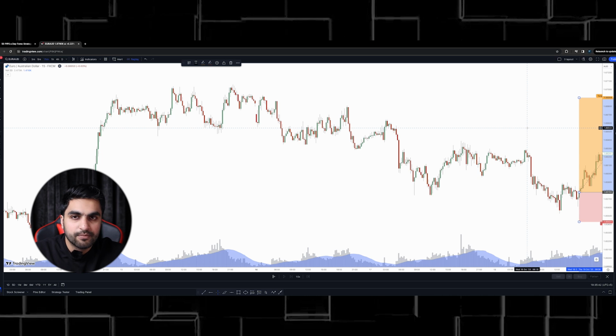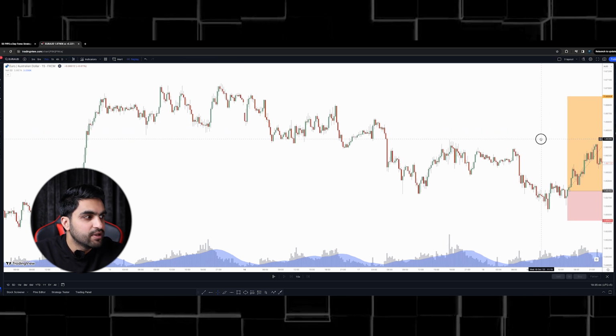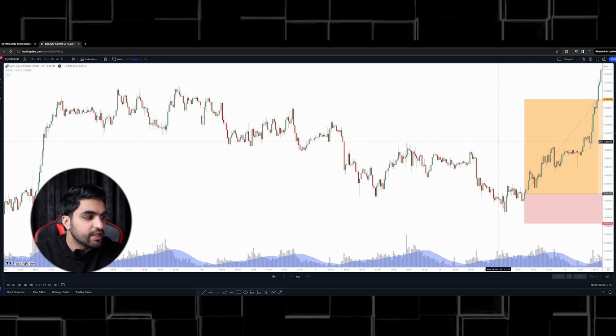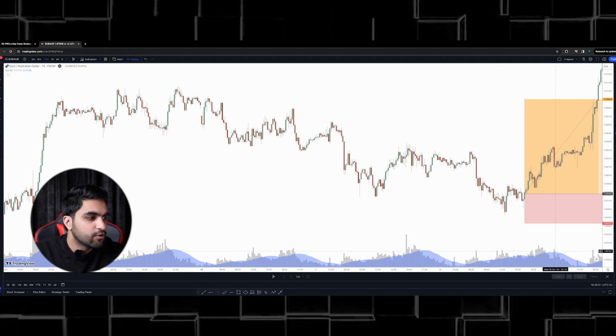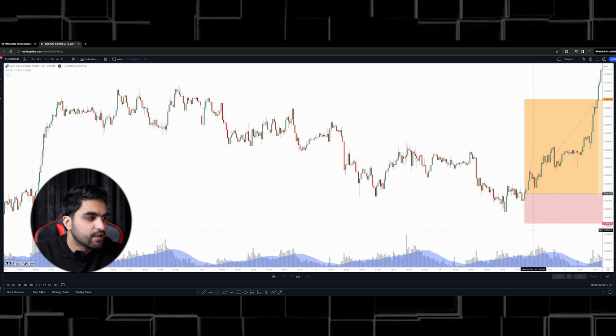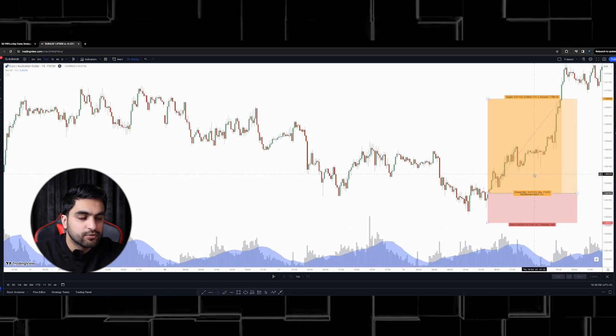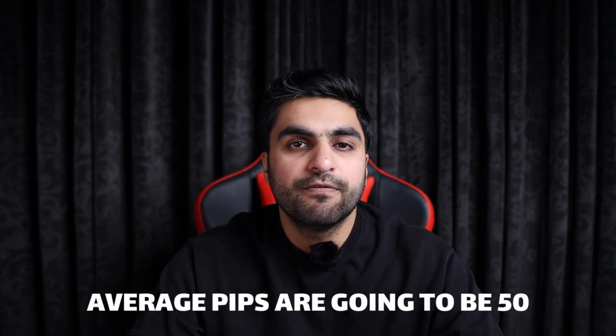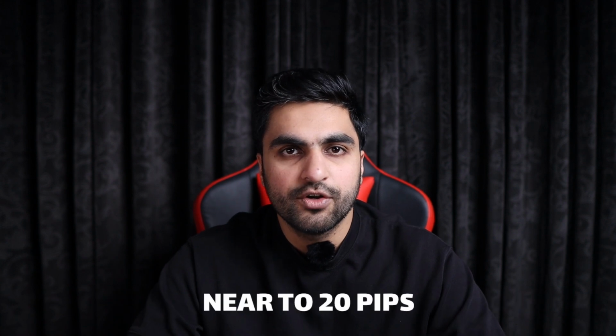So let's see how it performs. Market is going up, market is moving up, and look, how strongly it went up. When it was going up, look at the volume here as well. And it gave us more than 3 rewards from this trade. And also we made 112 pips. Now pips, they depend on the pair that you are trading. But on the 15-minute time frame, your average pips are going to be 50 and your risk is going to be near to 20 pips.